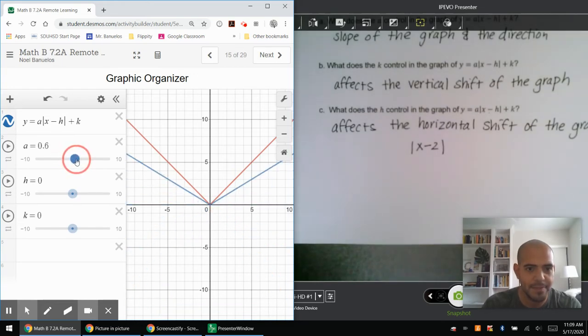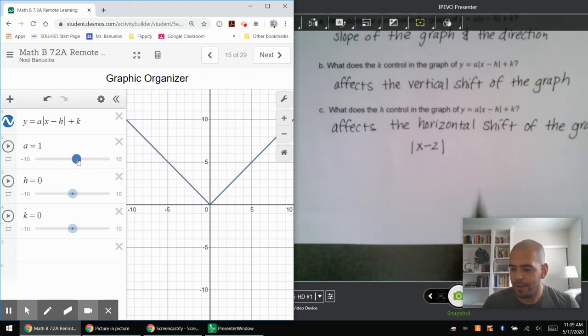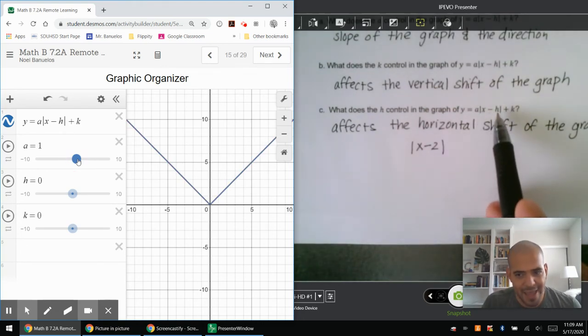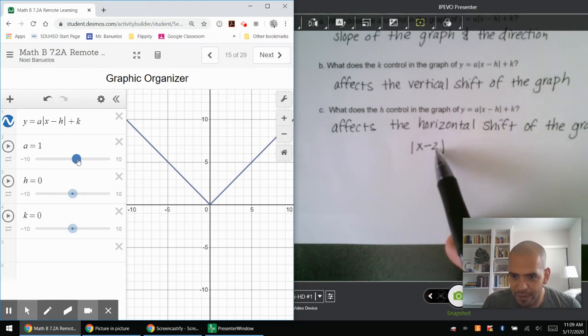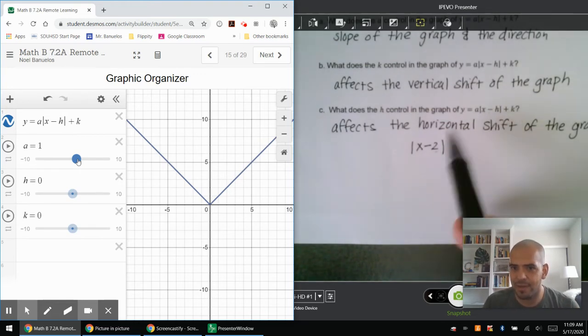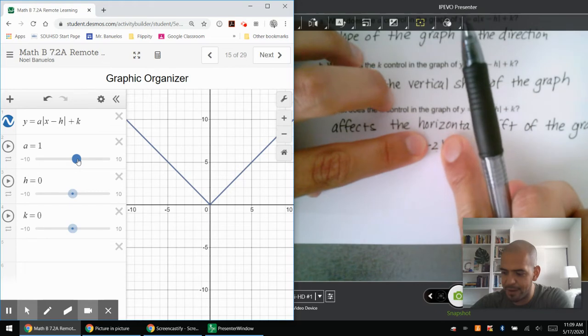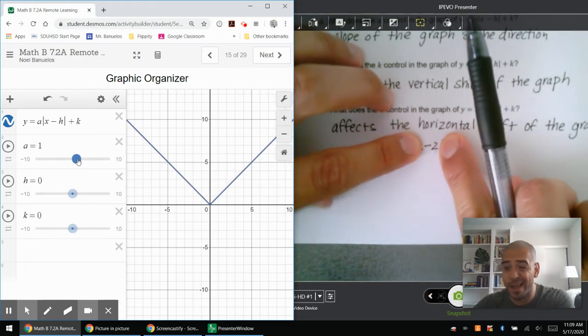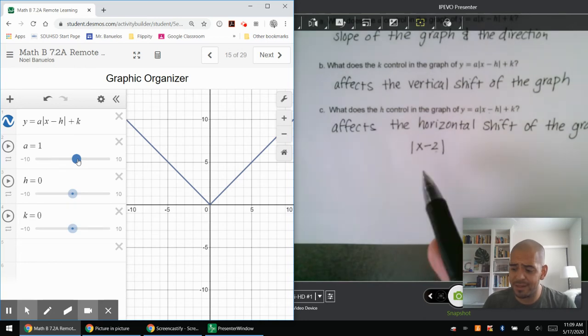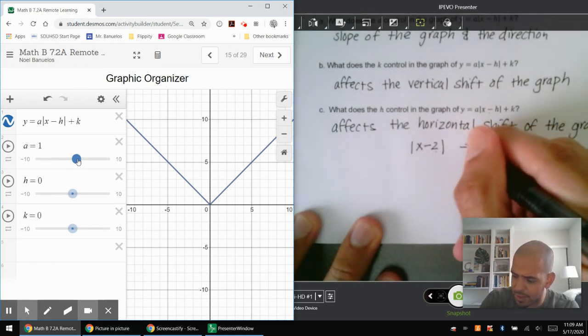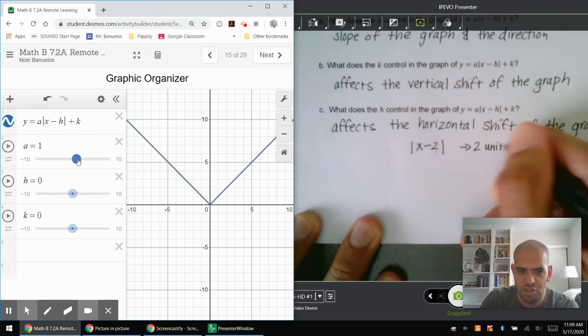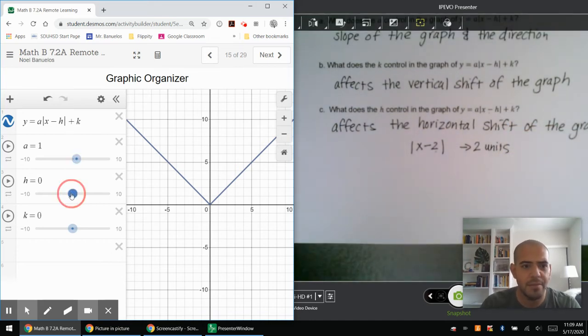Let me just reset this back. Now remember, it's x minus the h value. So your h value is what? Is it -2 or +2? This is the tricky part. X minus the h value. The h value is a +2. So just focus on this. That's all you're focused on there. So that means in this situation, it was translated to the right 2 units. Let's check it.